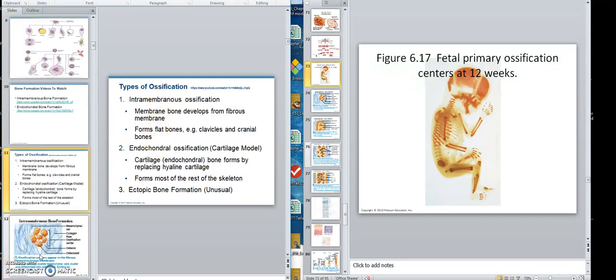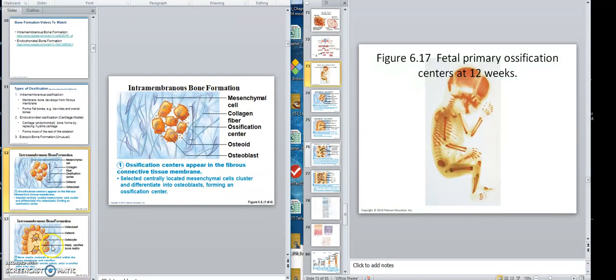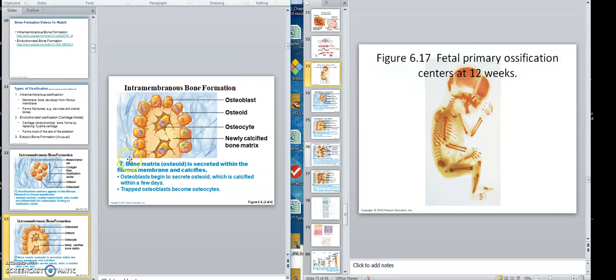Intramembranous and endochondral. Okay. Intramembranous bone formation, ossification centers appear in the fibrous connective tissue, soft connective tissue, just like this here. These ossification centers occur because these mesenchyme cells start to differentiate into osteoblasts. When they do that, they start forming that. Okay. Then what will happen? The bone matrix, osteoid, is secreted.